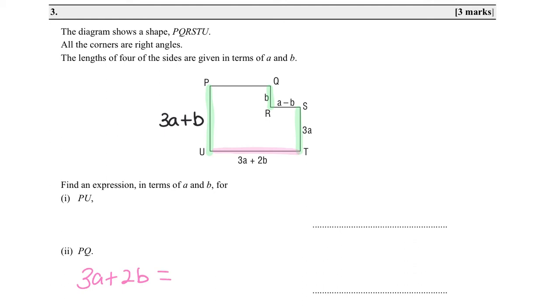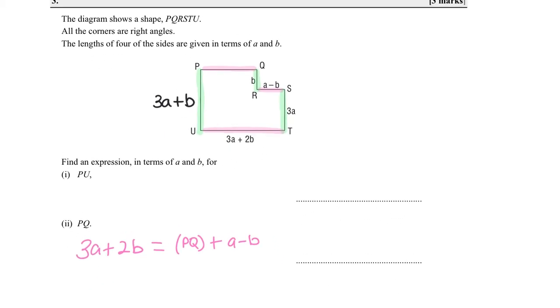And this equals the PQ plus A minus B. So what do I have to add to A minus B? Well, I can move this to the other side and it will give me our PQ. If I take away A from both sides, I get 2A plus 2B equals PQ plus minus B, which is just minus B.